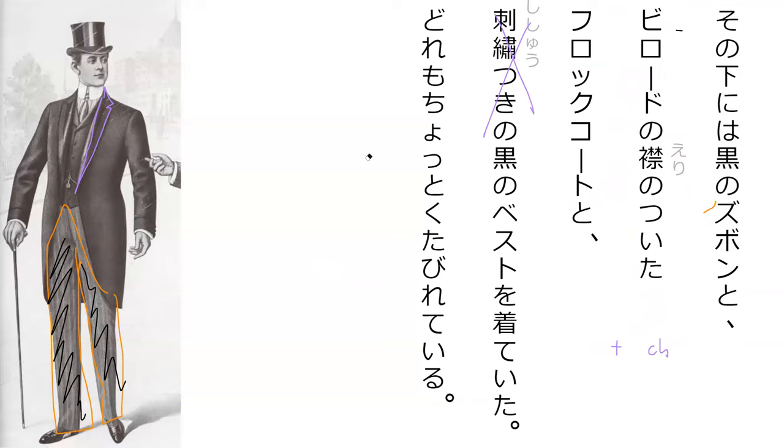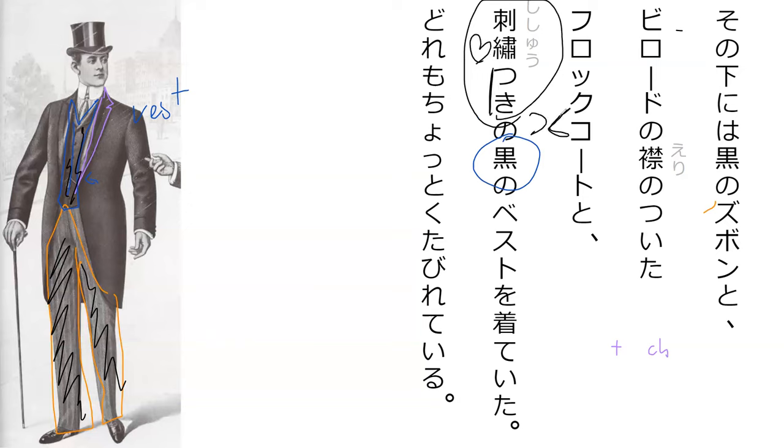Nice. Next thing right here is besuto. What's a besuto? The vest, referring to the actual coat. The outer garment. It's not the inner garment. This is called a vest. Okay, vest. So what do we know about the vest? The vest is black. Yes. And what else? Embroidery. Yes, it has embroidery on it. Yes, exactly.